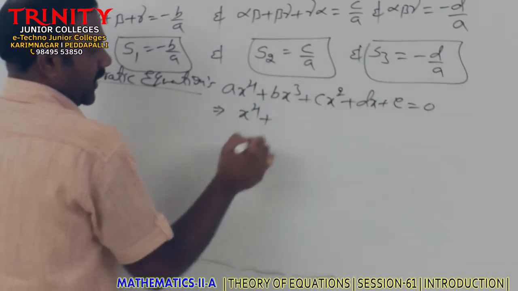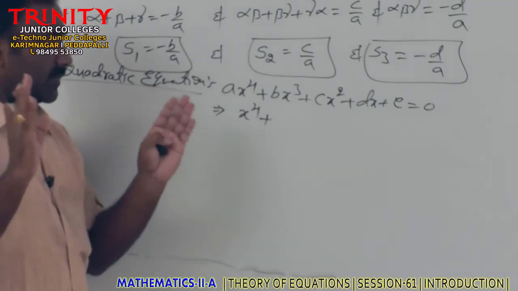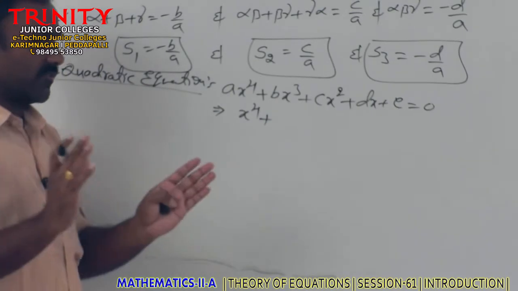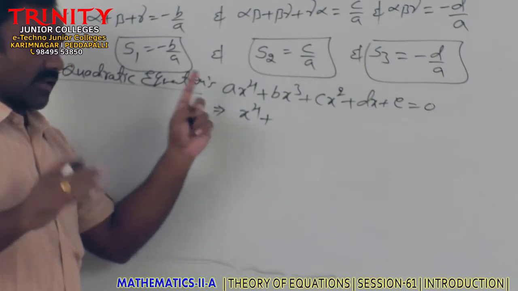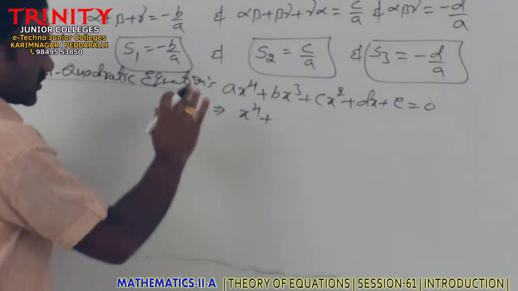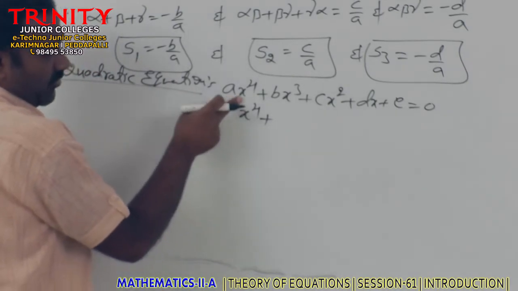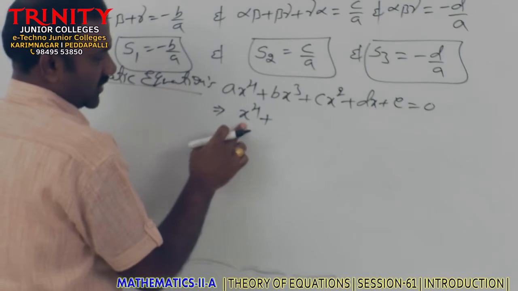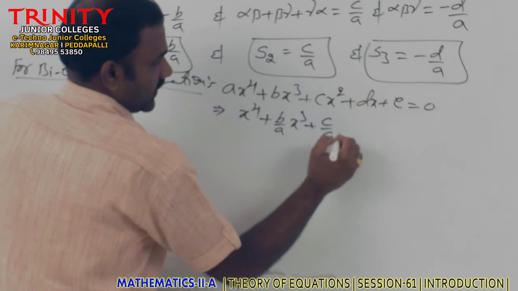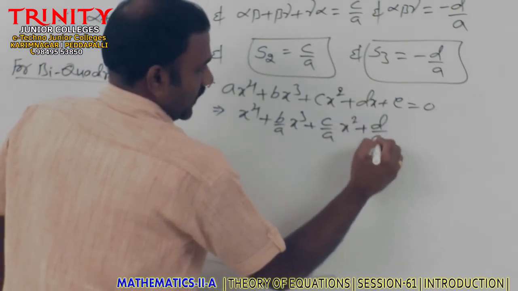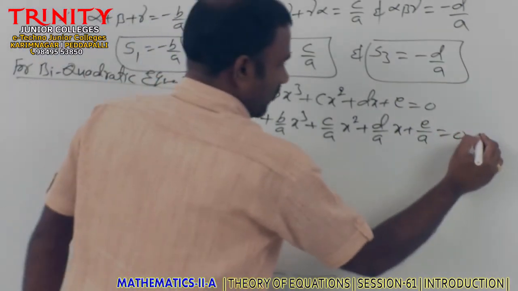Without making x power 4 as 1 also, we can find the sum, product of two roots, sum and product of three roots, so everything we can calculate. But for our convenience, we are making highest power coefficient as 1. Without making also, we will do the problem. I will explain you later. Here we are taking highest power coefficient A as common, and it becomes x power 4, B by A into x cube, C by A into x square, D by A into x, plus E by A is equal to 0. It is a biquadratic equation.